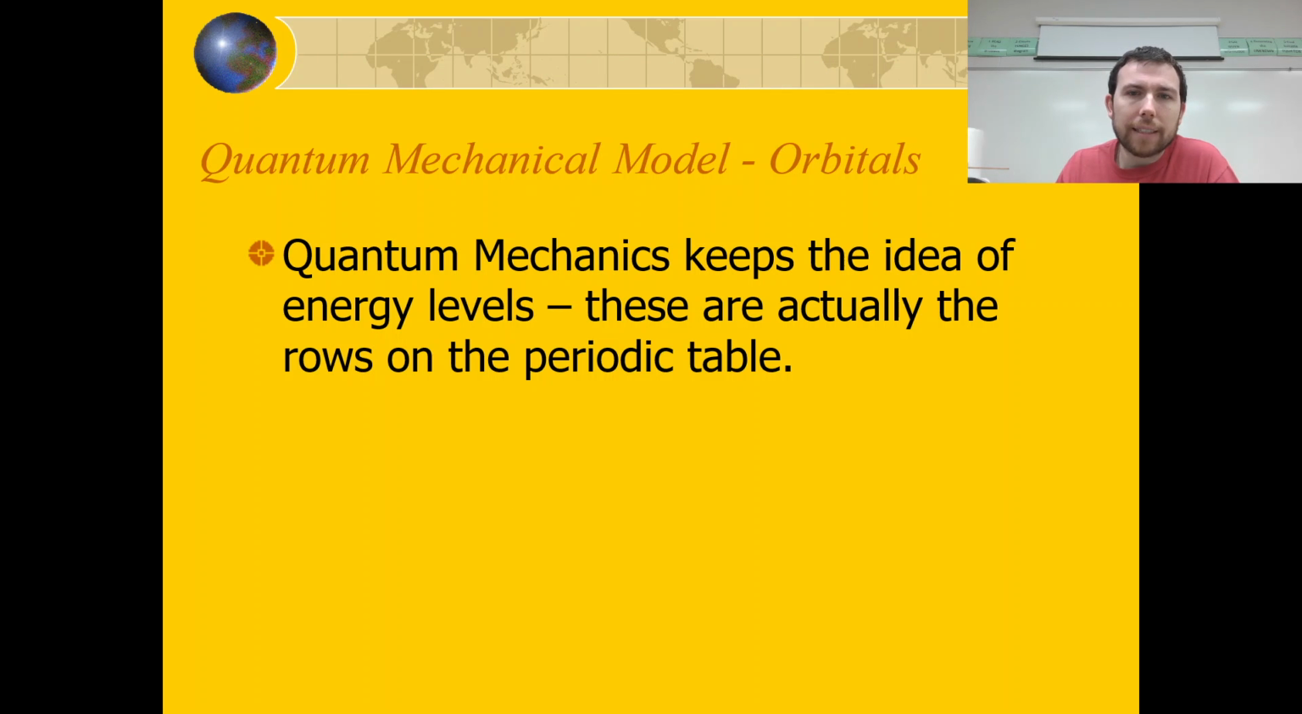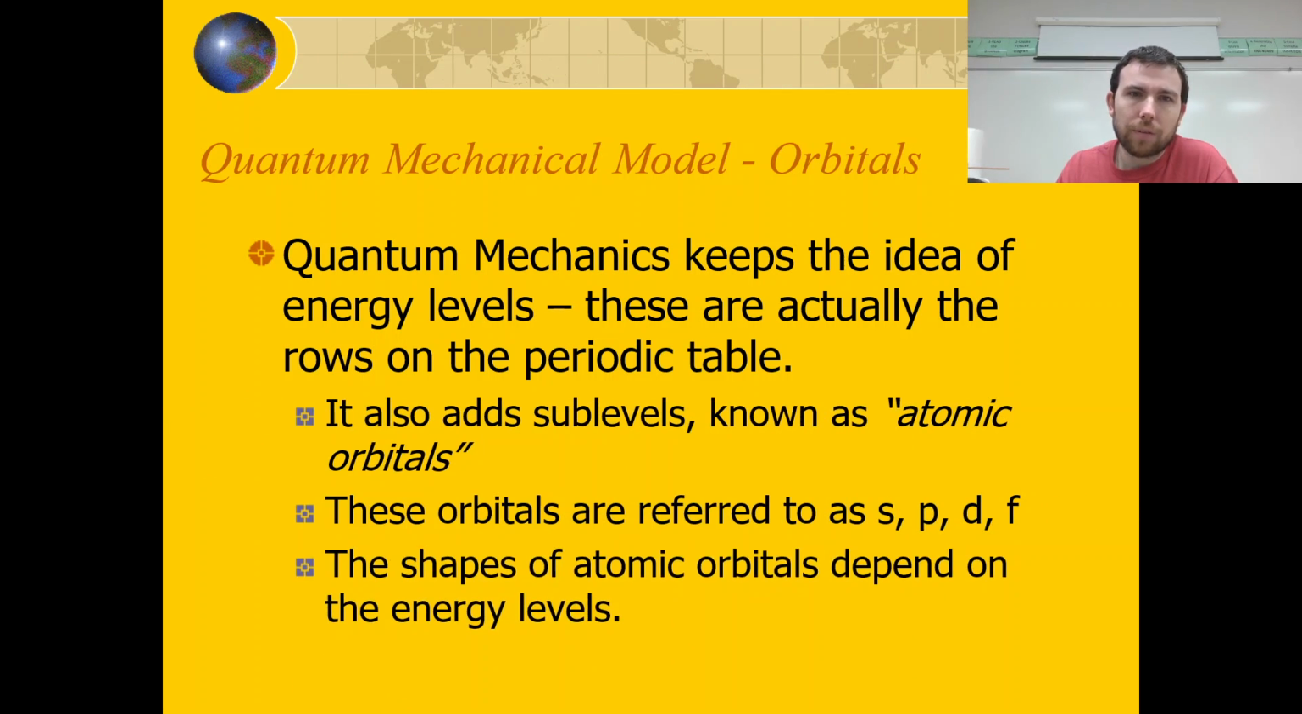All right. Now, the last thing we need to talk about are orbitals, right? Quantum mechanics keeps the idea of energy levels, but focuses it in using the periodic table as our reference. And so orbitals, also referred to as sublevels or atomic orbitals, are referred to as s, p, d, and f. And the shapes of those orbitals depend on what energy level you're in. So remember, certain energy levels only have certain sublevels. Not all energy levels have d and f orbitals, or even p orbitals, right? And we'll talk about this more as we move forward.